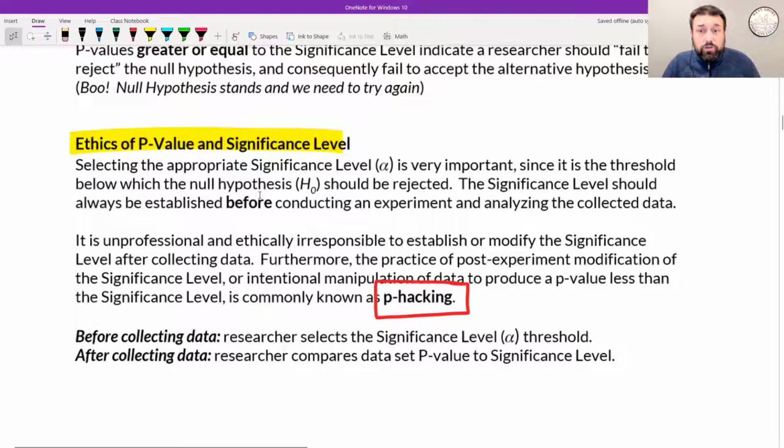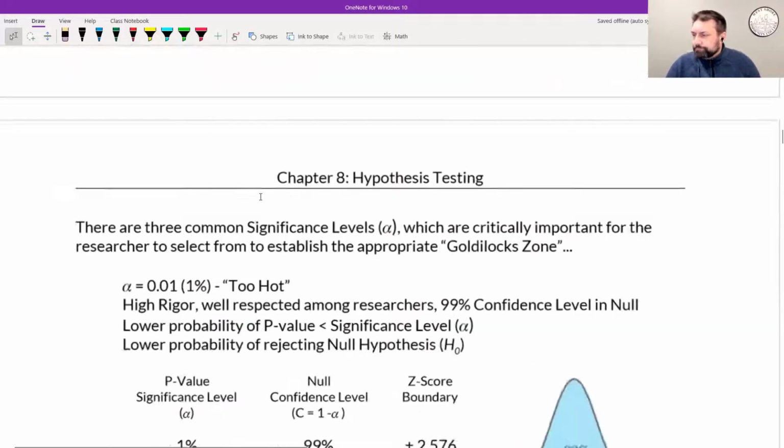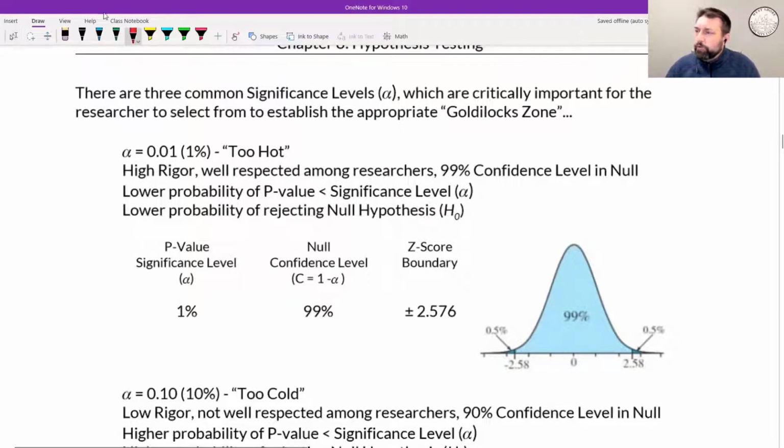So what is a good threshold to have? What should we set the threshold at if we're doing an experiment? 5%? Is that a good threshold? 10%? What about 1%? What about 7%? So in general, we're looking for a Goldilocks zone. We are looking for an alpha, a significance level that is rigorous enough where everyone's kind of like, yeah, that's legit, but not so rigorous that it's impossible to do.